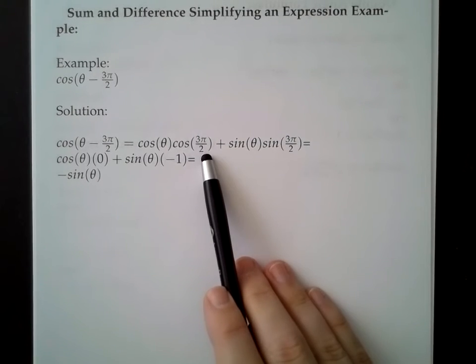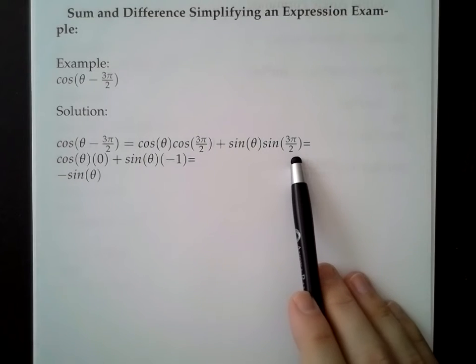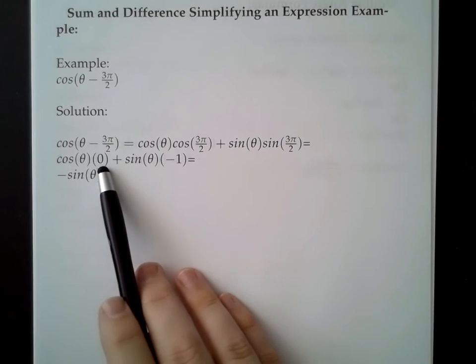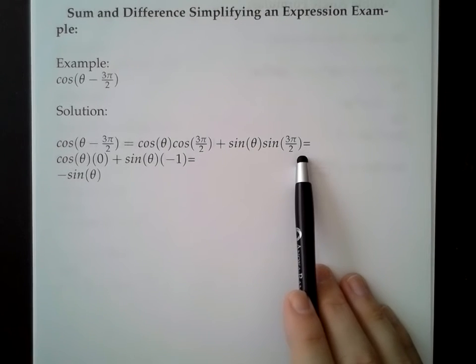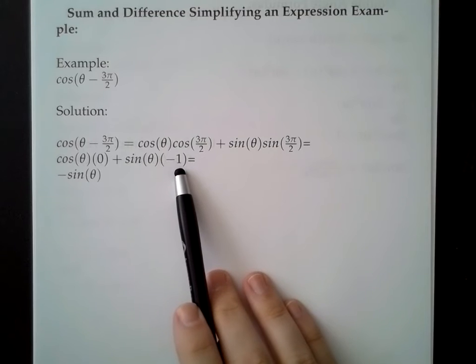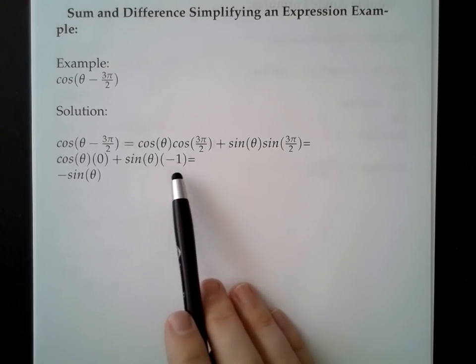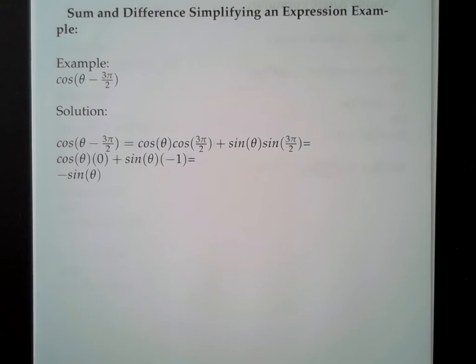However, we know the values of cosine of 3 pi over 2 and sine of 3 pi over 2. So that's all I'm going to do. I'm going to plug in these values. So I know cosine of 3 pi over 2 is going to be 0, and sine of 3 pi over 2 is going to be negative 1. So this gives me cosine of theta times 0 plus sine of theta times negative 1 is going to give me a simplification of negative sine of theta.